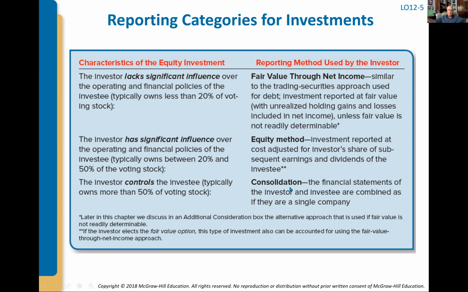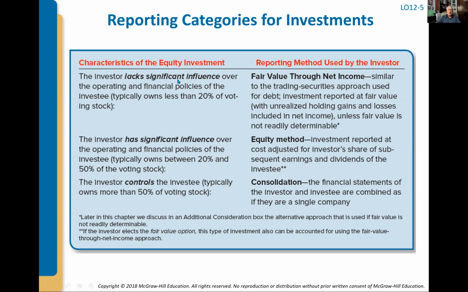We take all the financial statements where we have more than 50% and create one set of financial statements, consolidating all of their assets, liabilities, and equity into our one set. You will learn that in advanced accounting, but it's way beyond the scope of this course. So let's wipe that one off the map and deal with significant influence. Either the investor has significant influence, and we're going to use the equity method, or it lacks significant influence, and we're going to use the fair value through net income method.